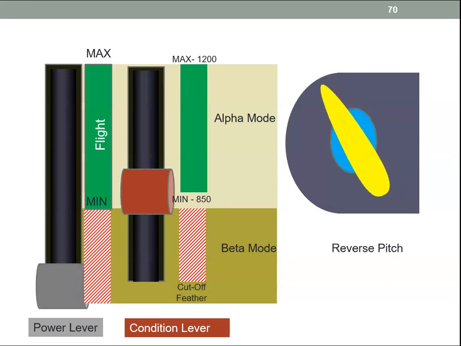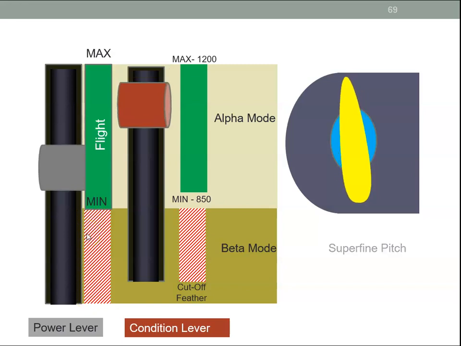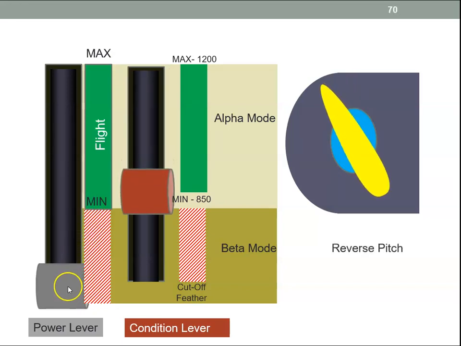If I want to go to reverse pitch, we would probably be on the ground. So when we're on the ground, we wouldn't be at max RPM. So we bring our RPM gauge back here, say to minimum, and then we would bring the power lever back into what's called the beta range. And when we're on the ground, the power lever then controls the pitch of the prop. So when I come down in here, once I go beyond superfine, the pitch of the prop is controlled by the power lever.